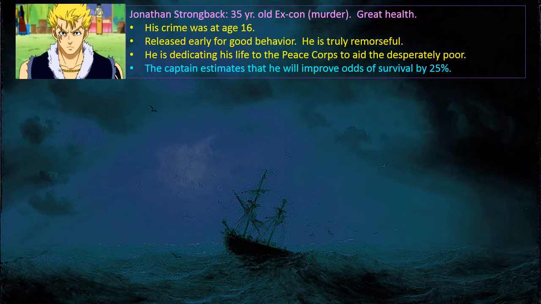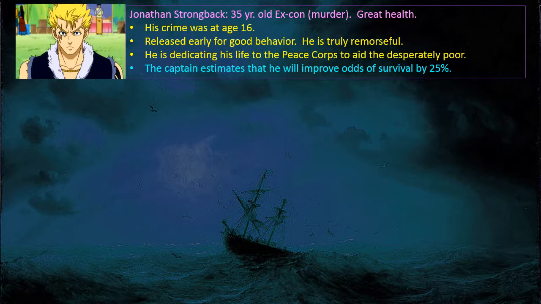Next up we have Jonathan Strongback. Jonathan is a 35-year-old ex-con. Tried as a juvenile for murder he committed at age 16, he was released early from prison for good behavior. Though Jonathan was indeed guilty of the murder, he is remorseful and is dedicated to turning his life around and making up for his misdeed.